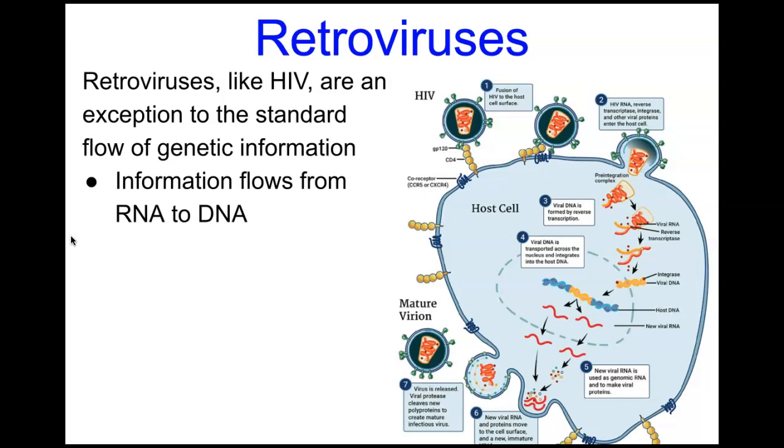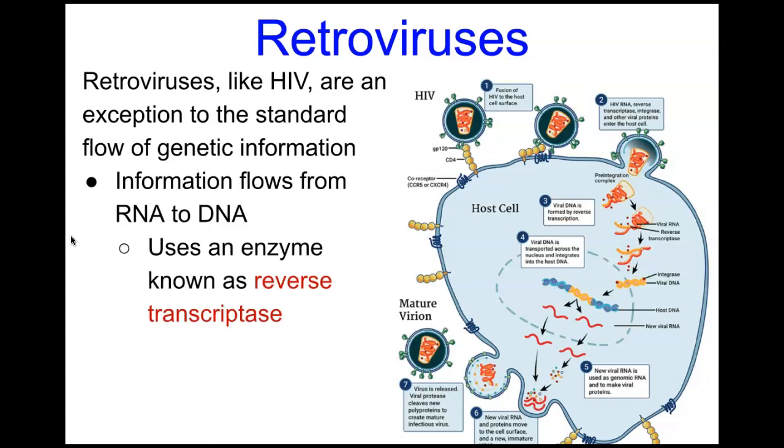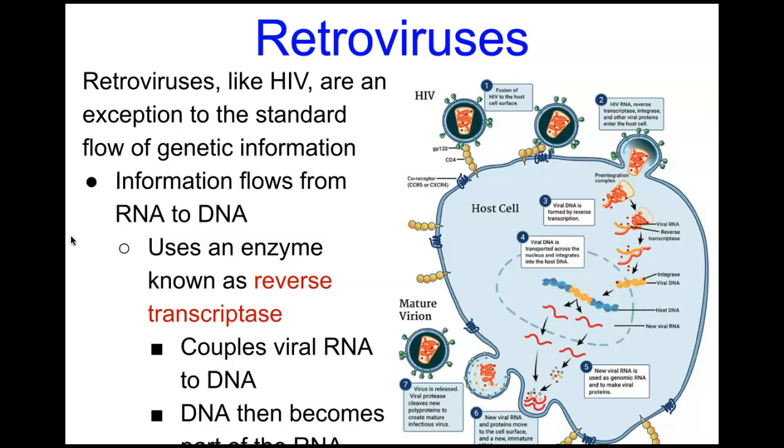Because when we talk about retroviruses, the information flows from RNA to DNA, and usually it's the reverse, going from DNA to RNA. And when you use that process going from RNA to DNA, you're going to use an enzyme known as reverse transcriptase. Reverse transcriptase is going to couple the viral RNA to that particular DNA within the virus itself. So when we talk about the antiviral drugs for HIV, ultimately these drugs are a cocktail of drugs to combat this reverse transcription process.